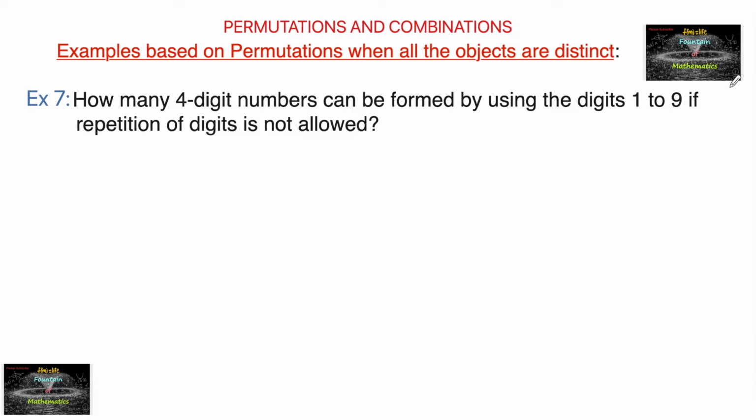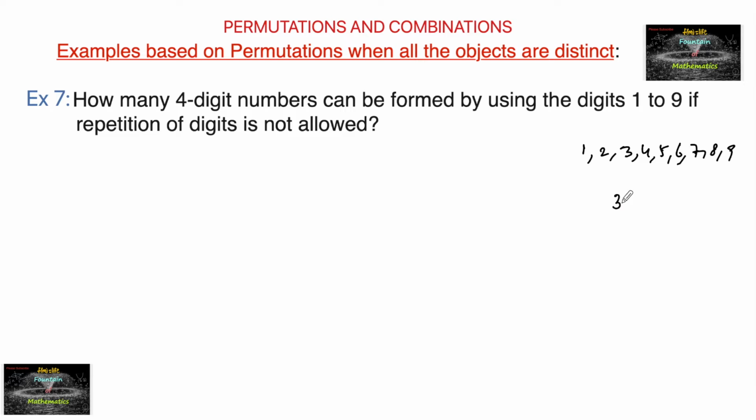Let's see example 7. How many 4-digit numbers can be formed by using the digits 1 to 9 if repetition of digits is not allowed? So we require 4-digit numbers among the digits 1 to 9, means 1, 2, 3, 4, 5, 6, 7, 8 and 9. From these digits we have to frame the 4-digit number.